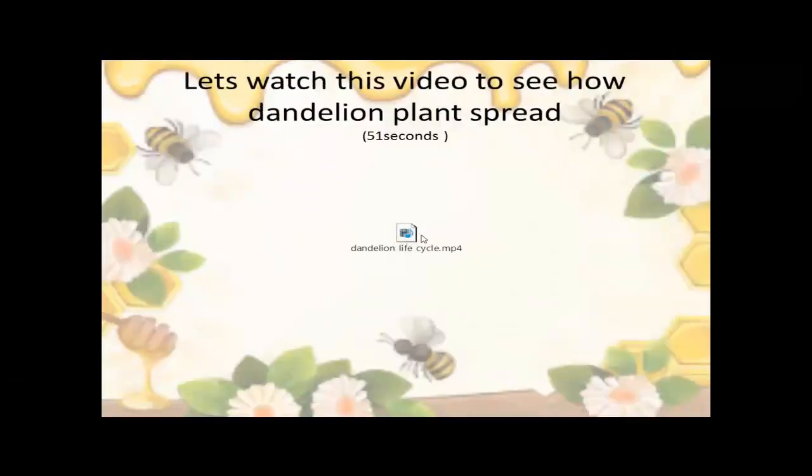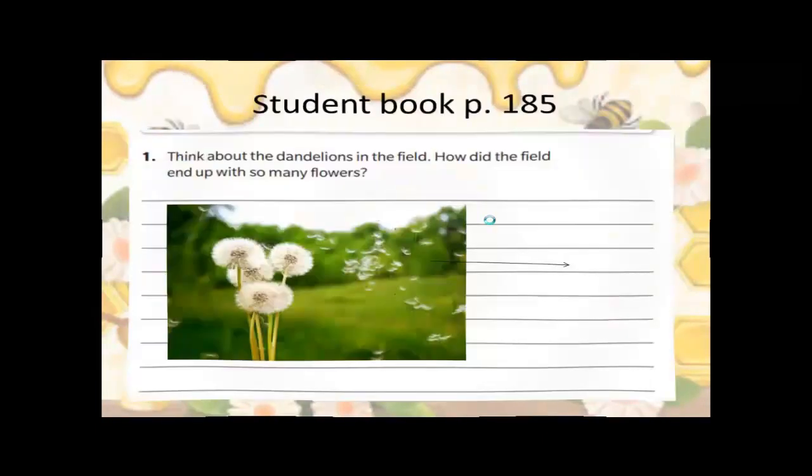We can watch the dandelion flower life cycle and see how the dandelion plant is spread. But think about it. The dandelion is spread in the field. How did that happen? It happens because of the seed. Exactly. Can't you see the seed is flying from the dandelion flower? Those seeds fly off the dandelion flower by its parachute. Can you see its parachute-like structure? And spread all over the field and germinate and give us plant.